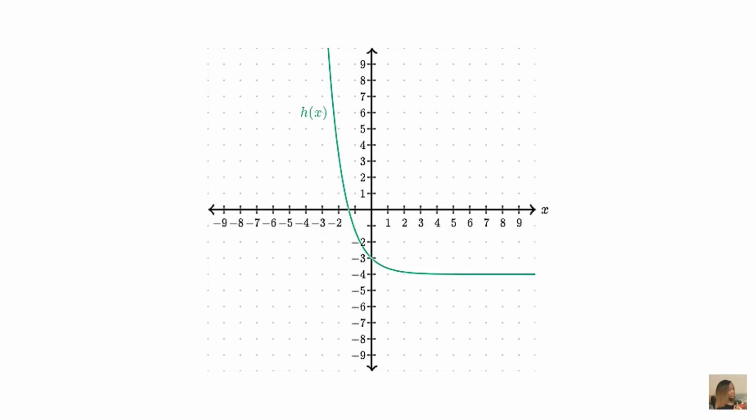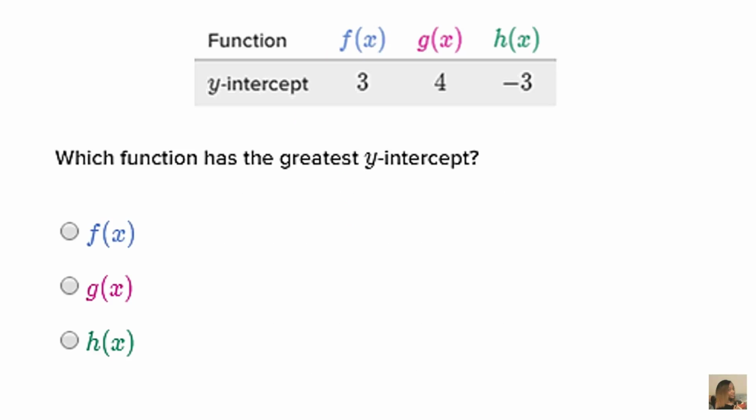So a visual inspection of the graph of h reveals that the y-intercept occurs at negative 3. So h of 0 is negative 3. Okay? Because you have to remember that the y-intercept will be the value that's yielded out of the function when the input for x is 0. So h of 0 is negative 3, or that's where the y-intercept occurs. Now that we've computed the y-intercept for each function, a quick inspection reveals that g of x has the greatest y-intercept in terms of magnitude. So our answer is in fact g of x. Okay.